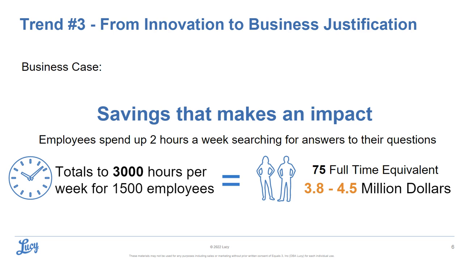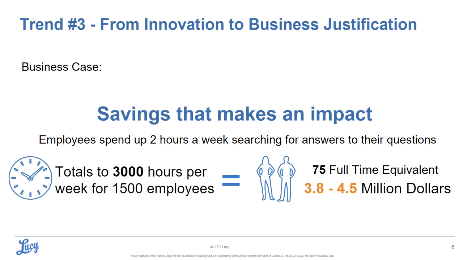It seems obvious we should unlock this data. It seems obvious that we should drive efficiency and have people spend less time searching for things. It seems clear that we might have redundant efforts that exist because people are unaware of what others have done. But the trend we're seeing this year is the need to drive the business justification and to be able to articulate it around a clear understanding of benefit to the business and ROI.